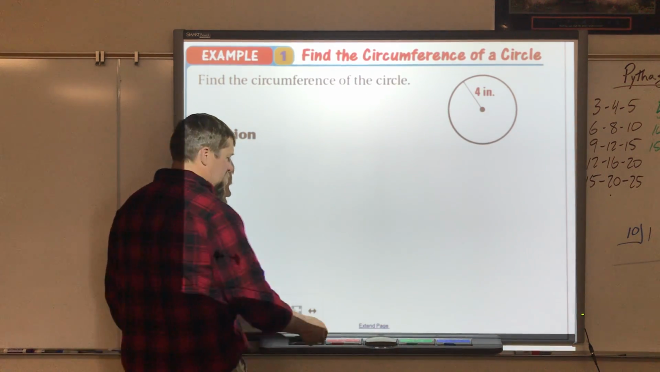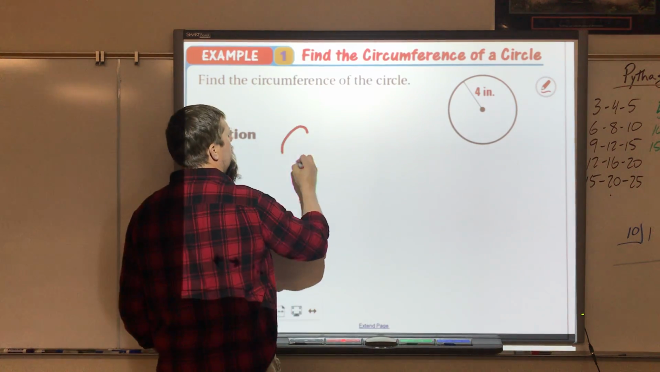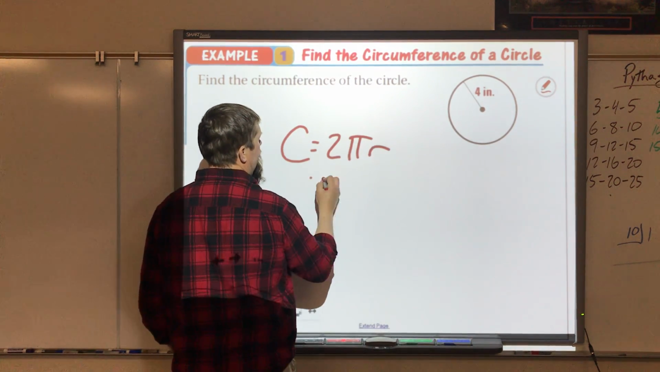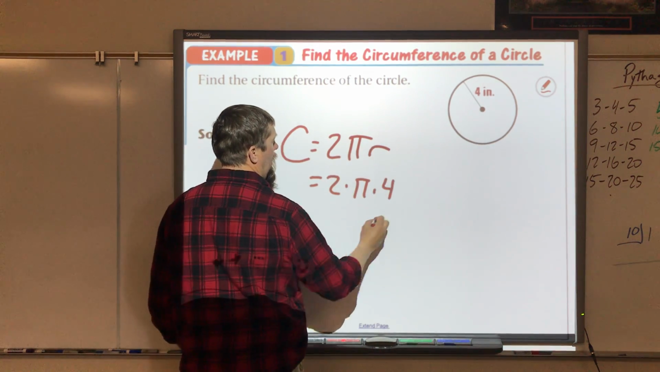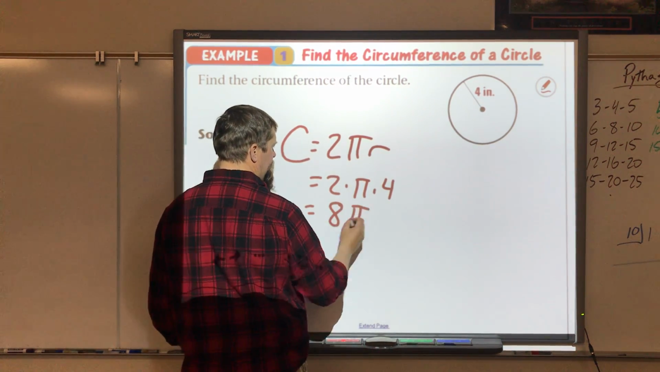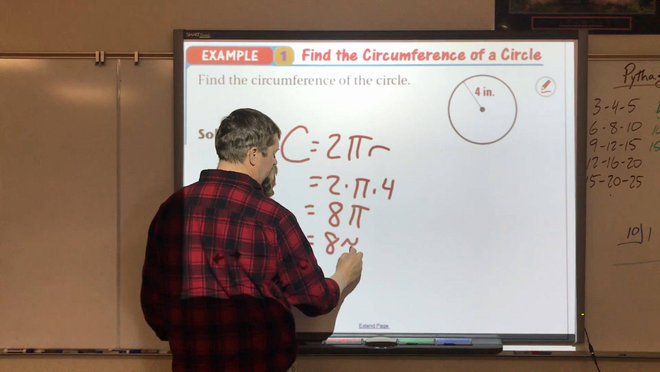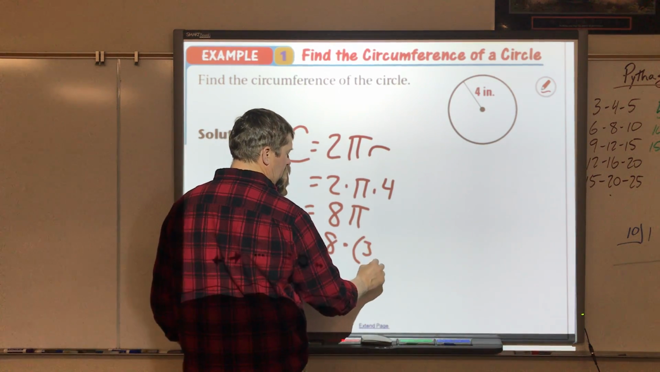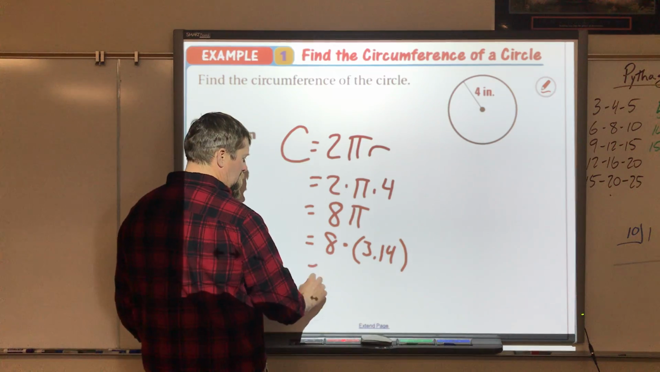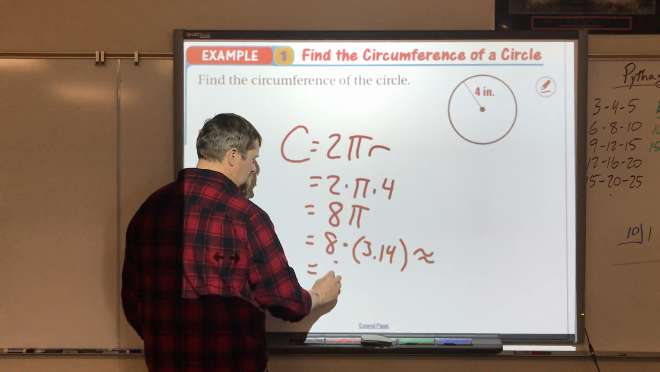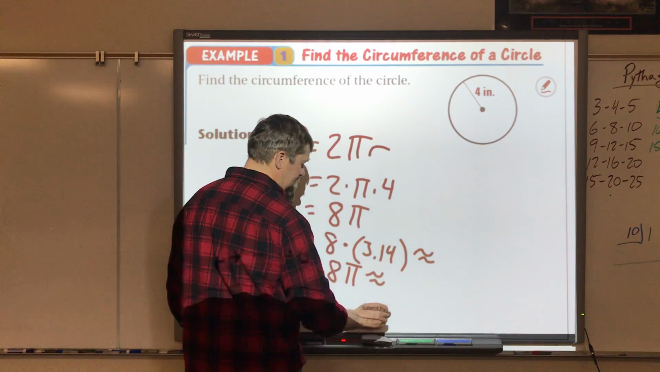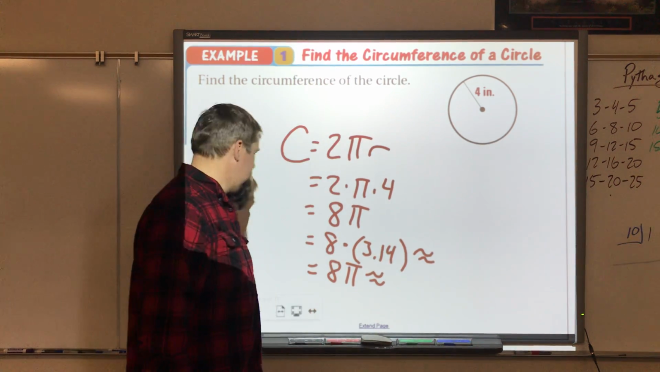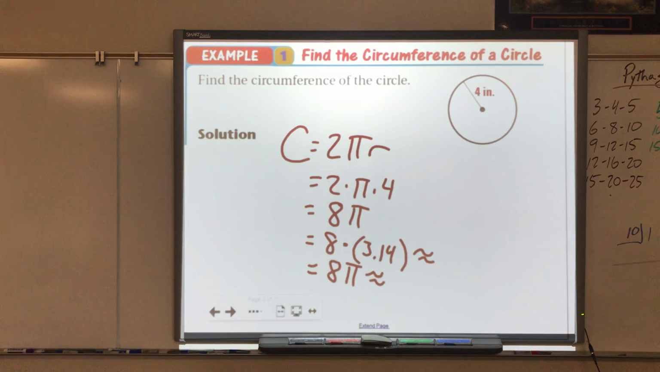Find the circumference of the circle. Since they give us the radius, we're going to use 2 pi r, which is 2 times pi times 4, or 8 pi. So then we go 8 times either 3.14, which is approximately, or 8 times pi, which is approximately. I'm going to do both for you so you can see how to get the different answers. Again, they're not always going to be the same. They're going to be close, but not necessarily identical.